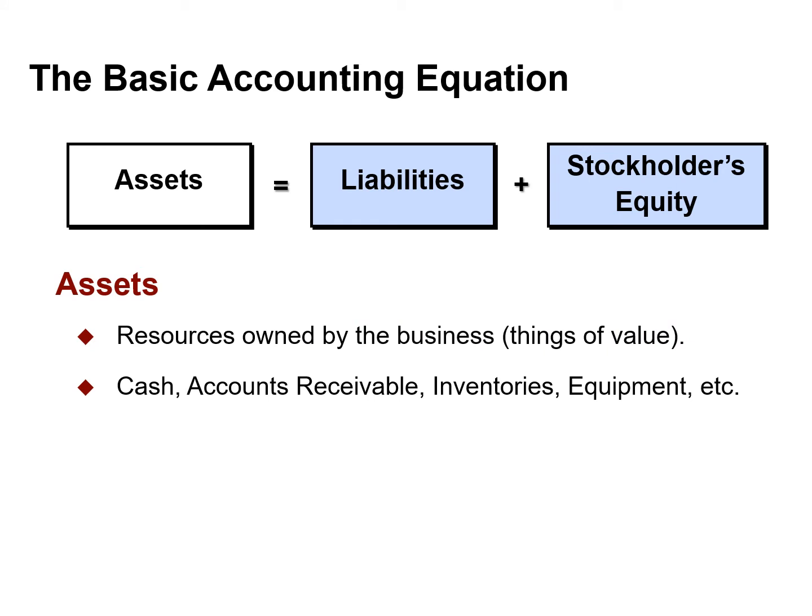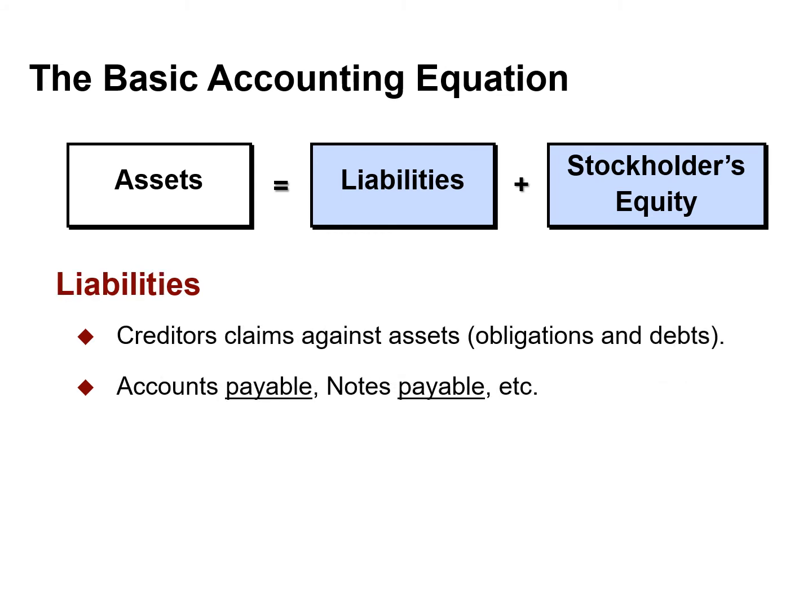Right, assets are the resources owned by the business. I want you to think of this as things of value. An example of assets are cash, accounts receivable, inventories, and equipment. Liabilities are creditors' claims against assets. They represent a company's debts and obligations. Businesses usually borrow money from a bank, and we would use the account note payable. They also purchase merchandise on credit, in which case we would use accounts payable.